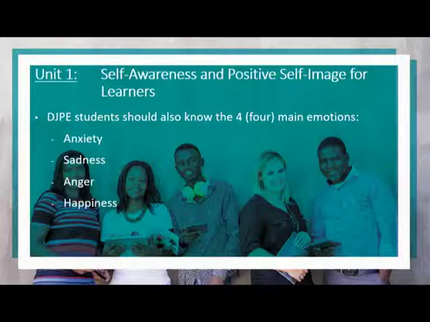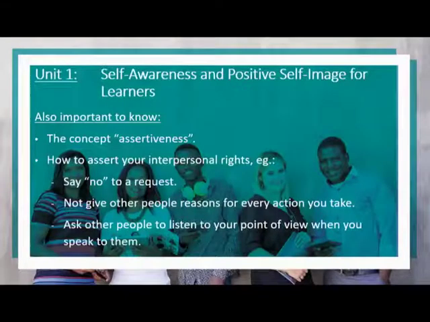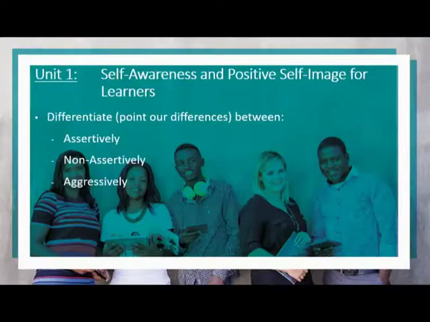The JPE students should also know the 4 main emotions: anxiety, sadness, anger, happiness. Also important to know the concept of assertiveness, how to assert your interpersonal rights. For example, say no to a request, not give other people reasons for every action you take. Ask other people to listen to your point of view when you speak to them.